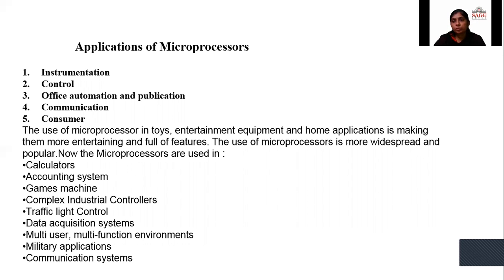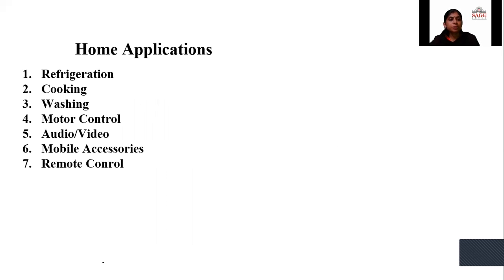The first microprocessor invented was the 4004. After that, 8085, 8008, then 8086. In our syllabus, we are discussing the 8086 microprocessor, the 16-bit 8086 microprocessor. And in home applications, refrigeration, cooking, washing, motor control, audio, video, mobile accessories, remote control, everywhere we are using this microprocessor. So this is all about the introductory part.